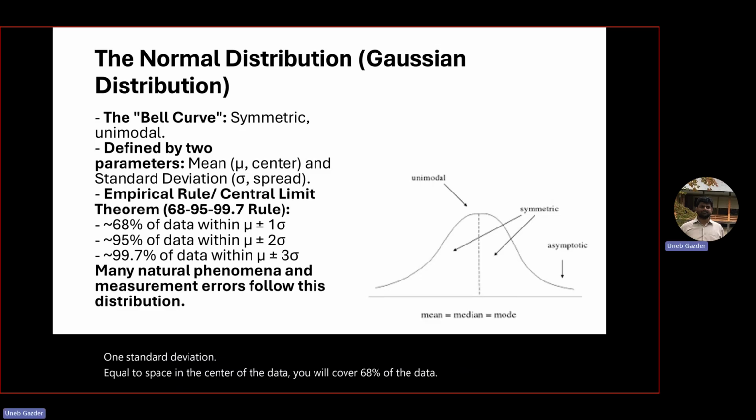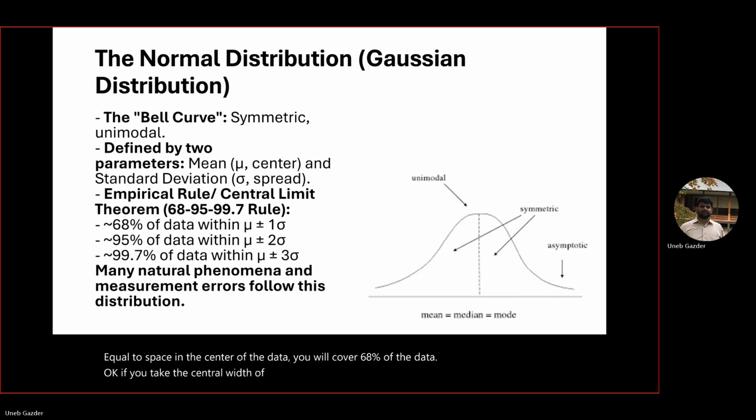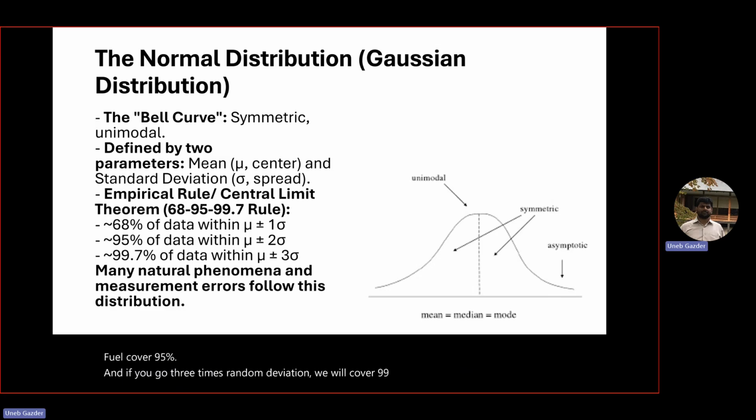If you take the central width of the data up to 1 time the standard deviation, so this is your mean, right? You do 1 time standard deviation here, 1 time standard deviation here. This will cover 68% of the data. So 68% is a lot, right? 2/3, more than 2/3. If you go up to 2 times the standard deviation, you will cover 95%. And if you go 3 times standard deviation, you will cover 99.7%.